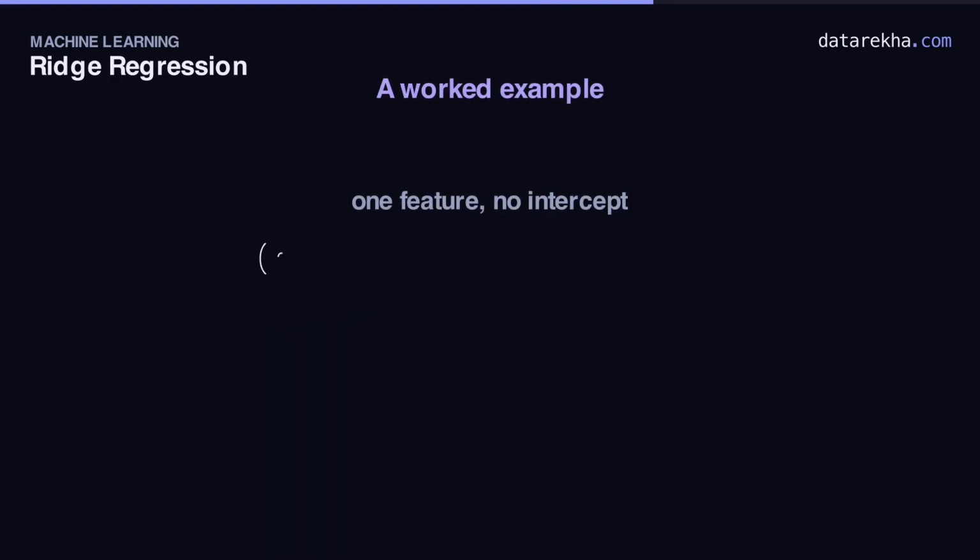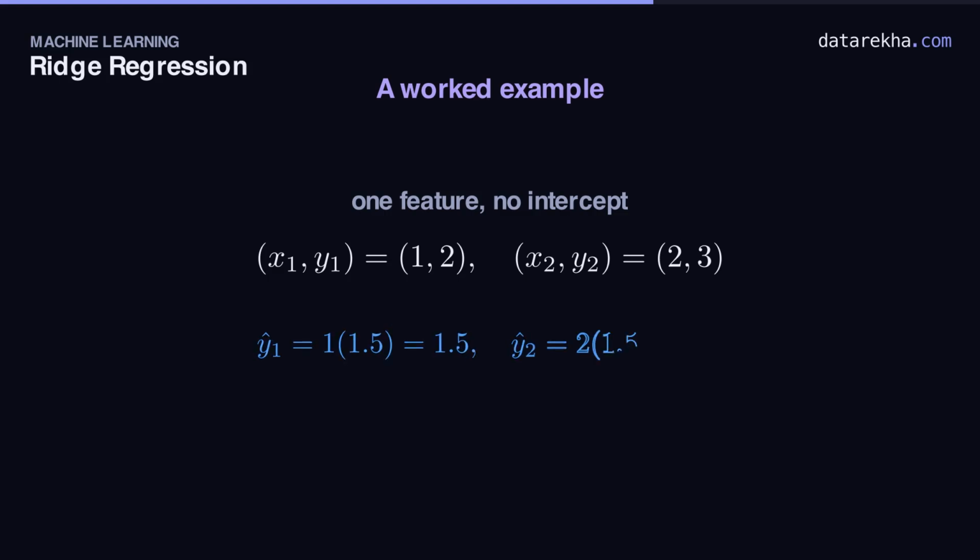Let's grind a real one. Every number by hand. The simplest possible case: one feature, no intercept, and just 2 points, (1, 2) and (2, 3). First, let's score a specific weight. Take the weight W equals 1.5 with lambda equals 2.